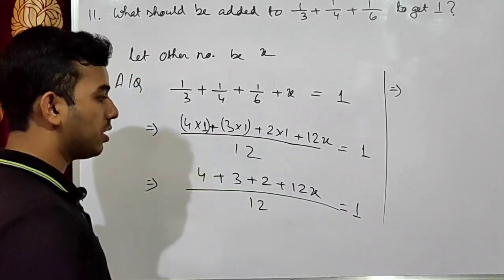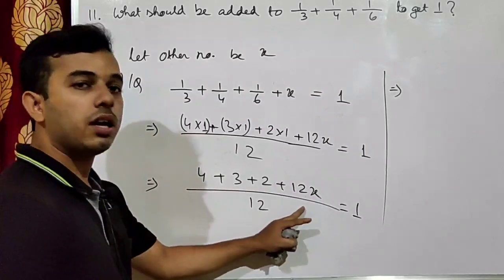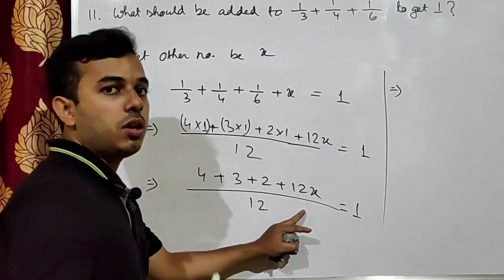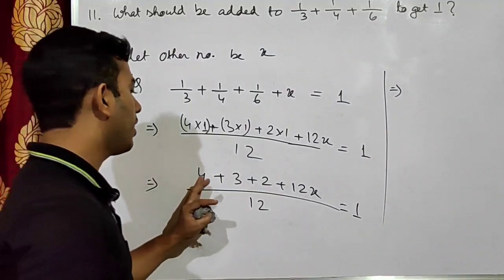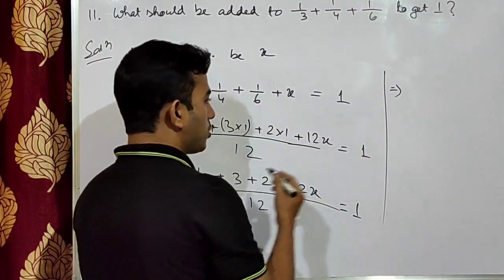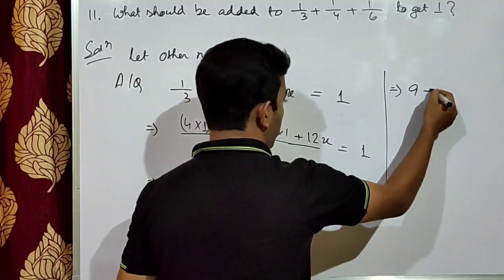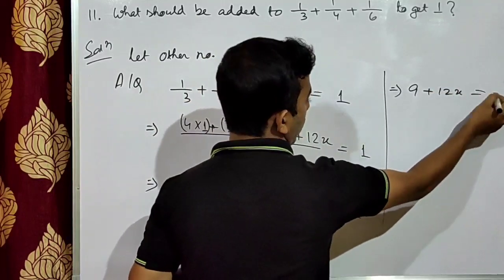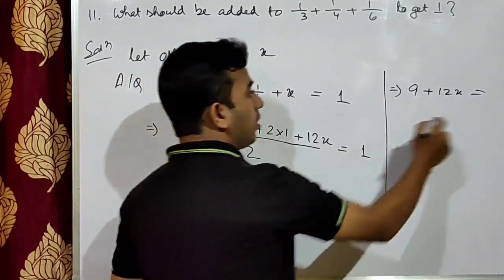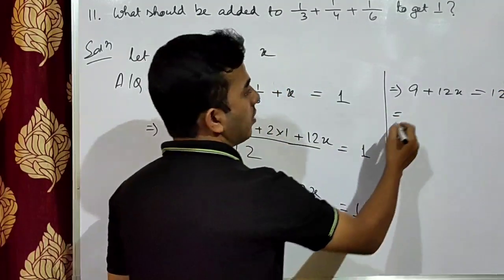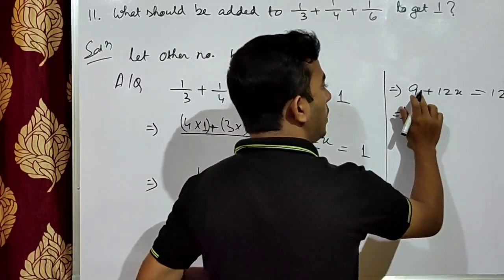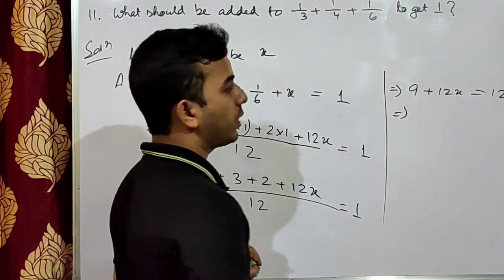And these are constants. So we will add the constants, and variables will not be added with the constants. So here 4 plus 3 is 7, 7 plus 2 is 9, it will be 9 plus 12x equals, when we change the side it will be multiplied, so it will be 12. Now 1 into 12 is 12, right? Okay, very good.